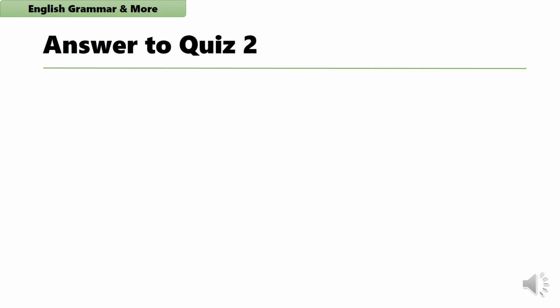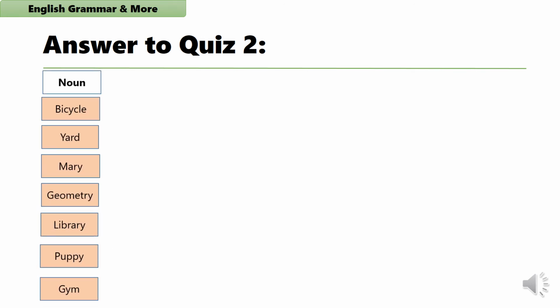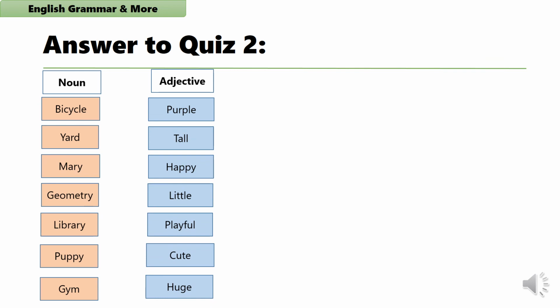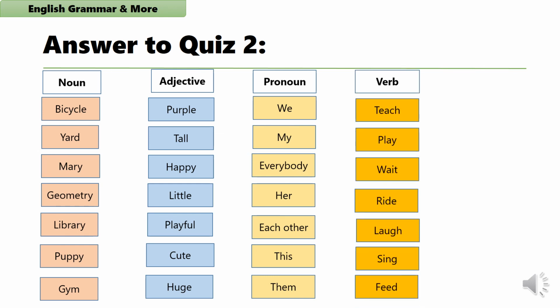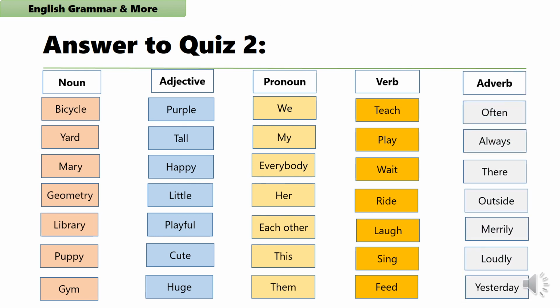Here we've got the answers for you to cross-check. Nouns included bicycle, yard, Mary, geometry, library, puppy, gym. Adjectives included purple, tall, happy, little, playful, cute, huge. Pronouns included we, my, everybody, her, each other, this, them. Verbs included teach, play, wait, write, laugh, sing, feed. Adverbs included often, always, there, outside, merrily, loudly, yesterday.